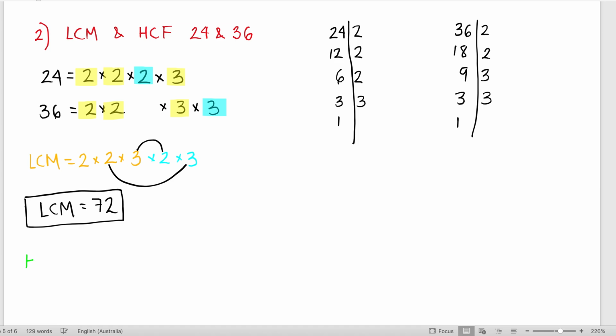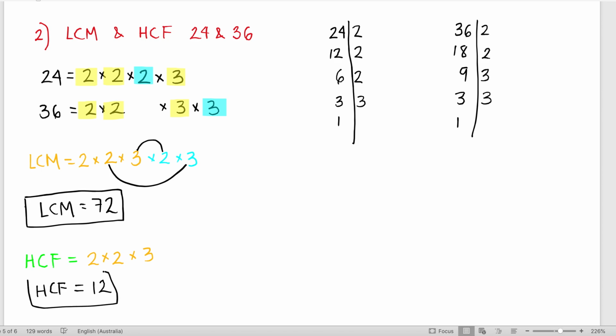And let's look at our highest common factor. So my highest common factor, I only have to use the ones that are common to both and only once. So I have to only do 2 times 2 times 3, and that will be equal to 4 times 3, which is 12. So my highest common factor between those two numbers is 12.